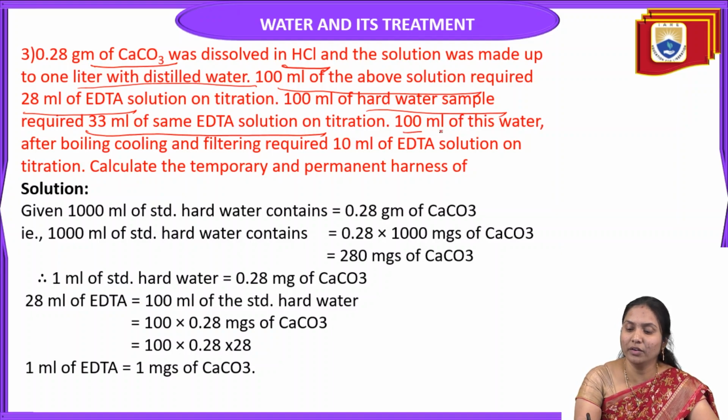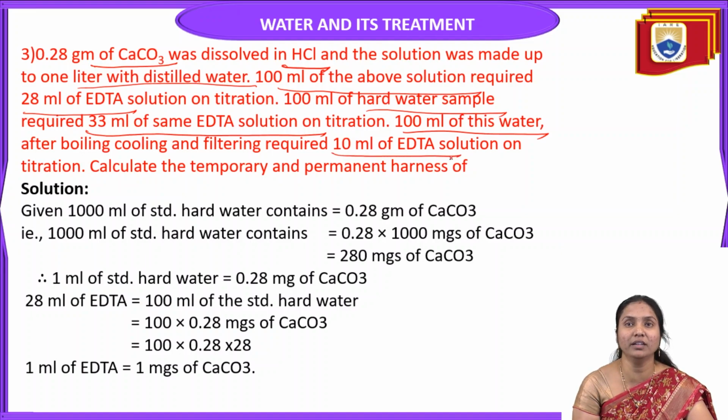Again, 100 ml of this water after boiling and cooling. For what purpose are we boiling? To remove temporary hardness-causing ions. What are the temporary hardness-causing ions? Generally, temporary hardness means calcium and magnesium bicarbonates present in water. How can we remove this temporary hardness? By boiling. So 100 ml of this water after boiling, cooling and filtering required 10 ml of EDTA solution on titration.